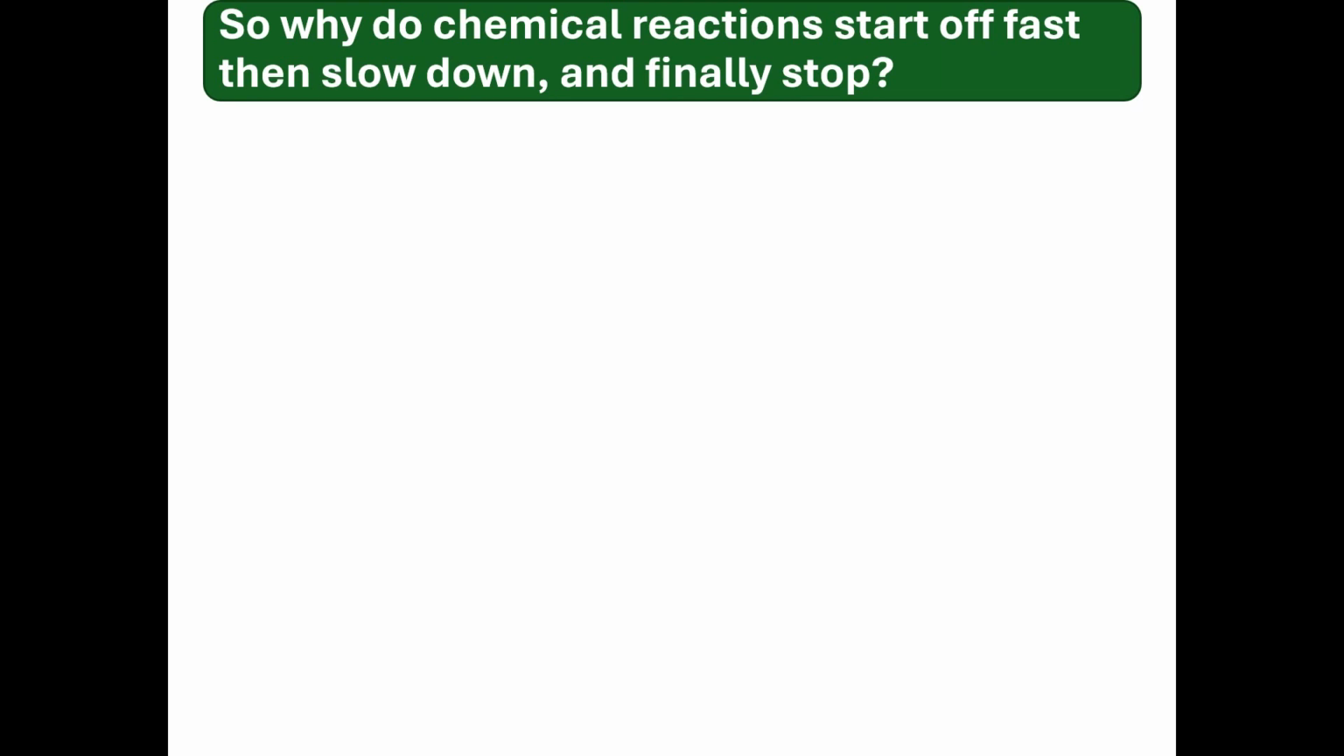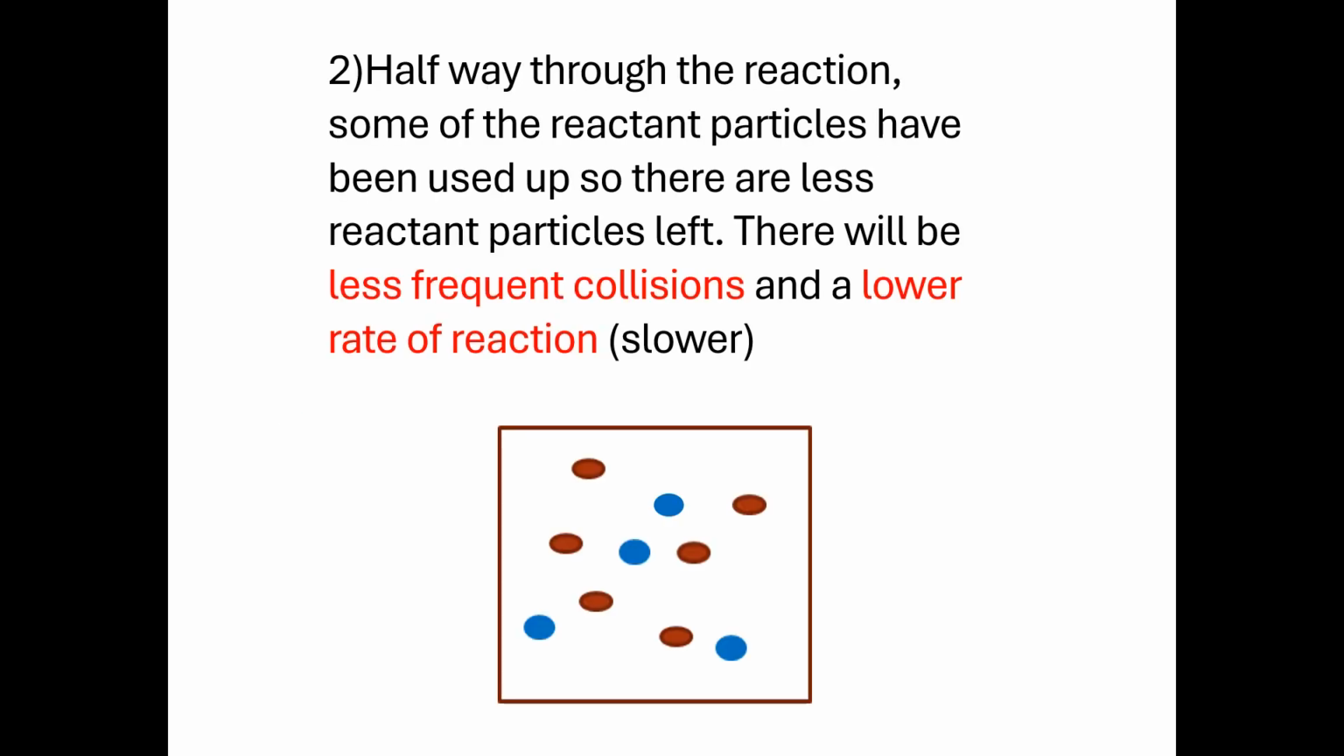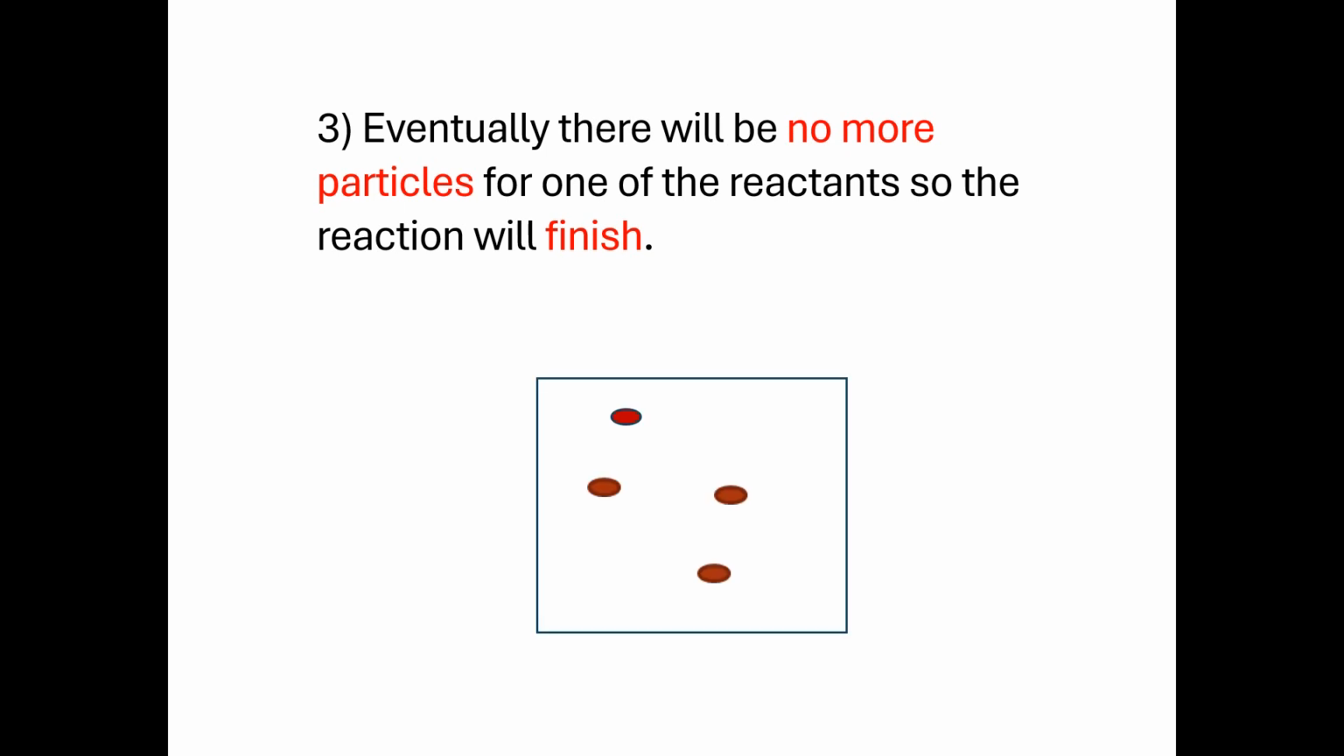So why do chemical reactions start off fast, then slow down and finally stop? Well, at the start we can see there are lots of reactant particles, so when the chemicals have just been mixed together, there will be a high frequency of collisions and a high rate of reaction. Partway through the reaction, we can see that some of the particles have been used up, so there are less reactant particles left. There will be less frequent collisions and a lower rate of reaction. And eventually, there will be no more particles for one of the reactants, so this is why the reaction finishes.